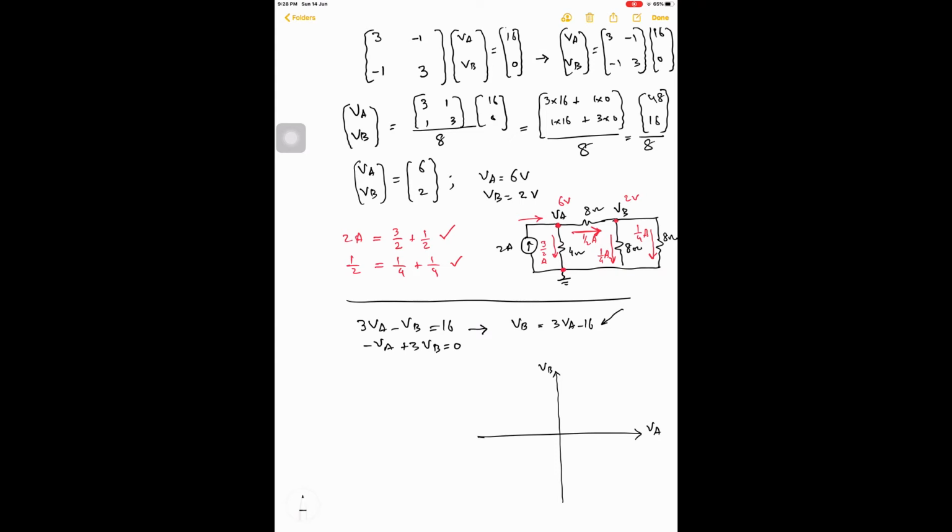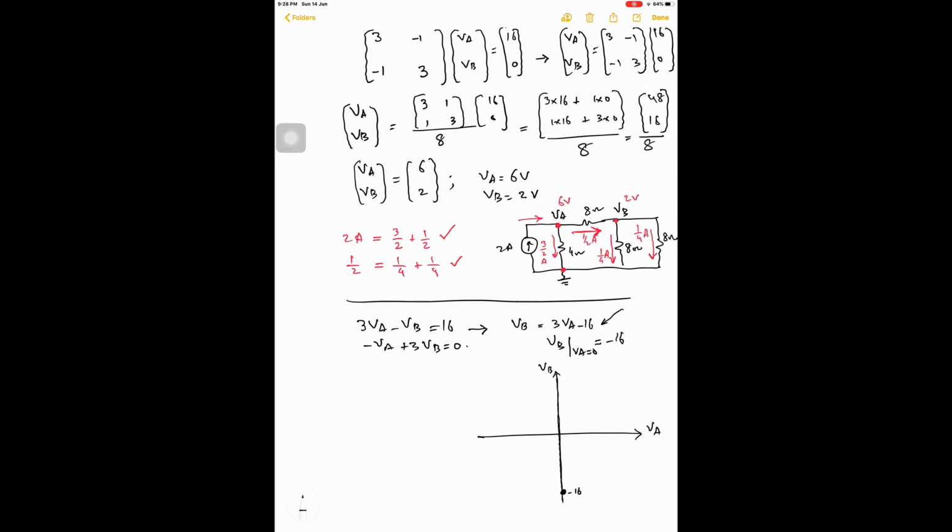When VA is equal to 0, we are here. And what is VB when VA is equal to 0? From this equation, this is minus 16 volt. So VA is 0 and VB is minus 16 volt, let it be here. This is the point over here. VA 0, I repeat, and VB is minus 16 volt.